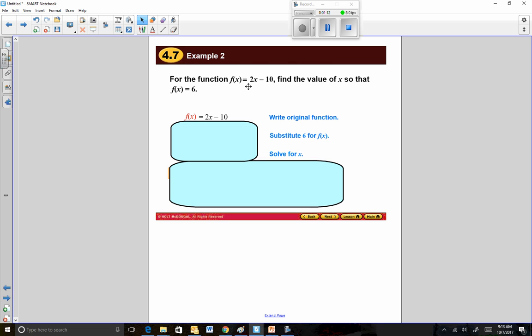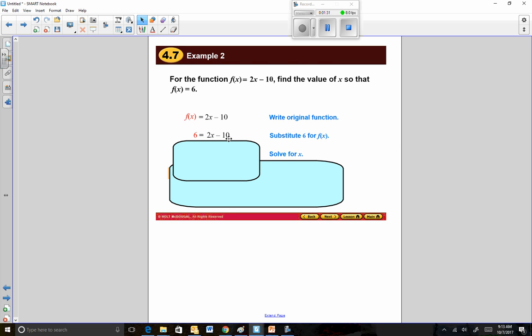Okay, for the function f of x equals 2x minus 10, find the value of x so that f of x equals 6. So replace the f of x with 6, because f of x is 6. So voila, we're going to put a 6 in there. And so we have 6 equals 2x minus 10.